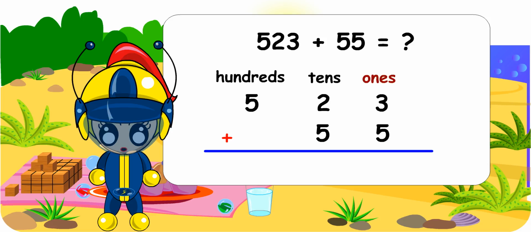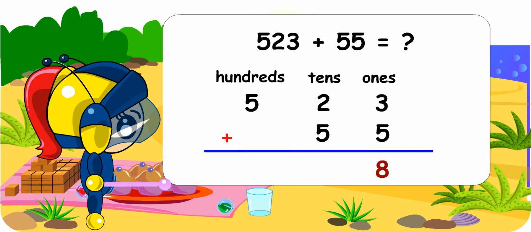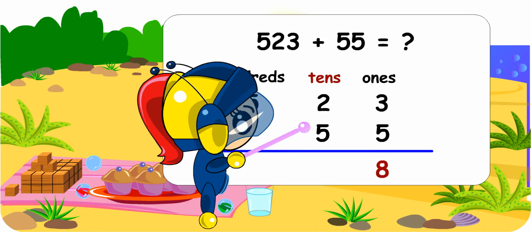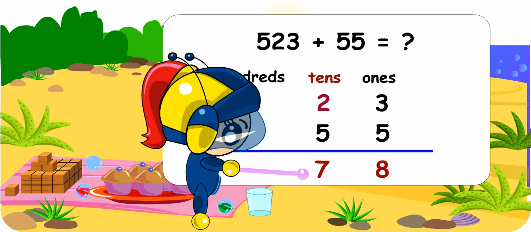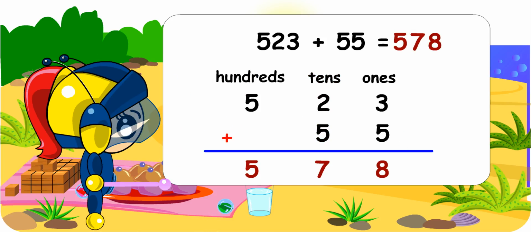I add up the ones first. 3 plus 5 make 8. Then I add the tens. 2 tens plus 5 tens is 7 tens. My answer is 578. That's good.